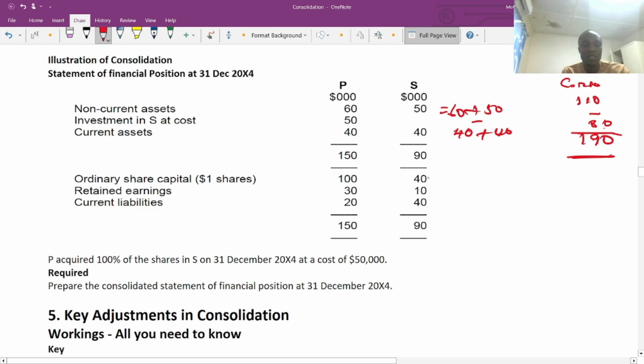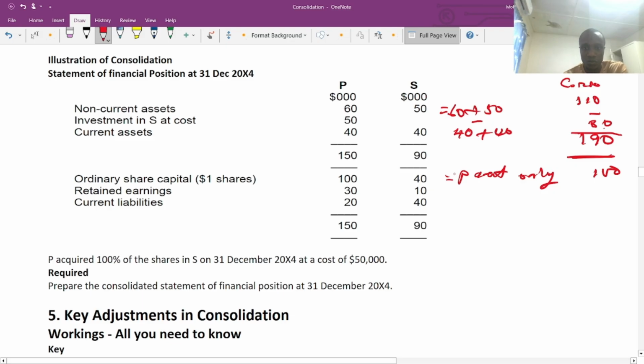Therefore, also we are going to consider the ordinary share capital. Based on the basic concept, we are only going to consider the share capital of the parent, 100. Parent only. We are not going to add the share capital of the parent and the subsidiary, because the subsidiary share capital will be replaced with the cost of investment when we look at the goodwill, as well as when we calculate the net assets in working two.